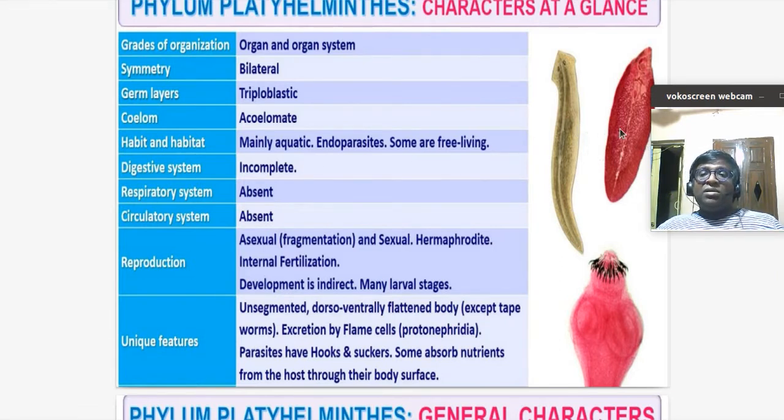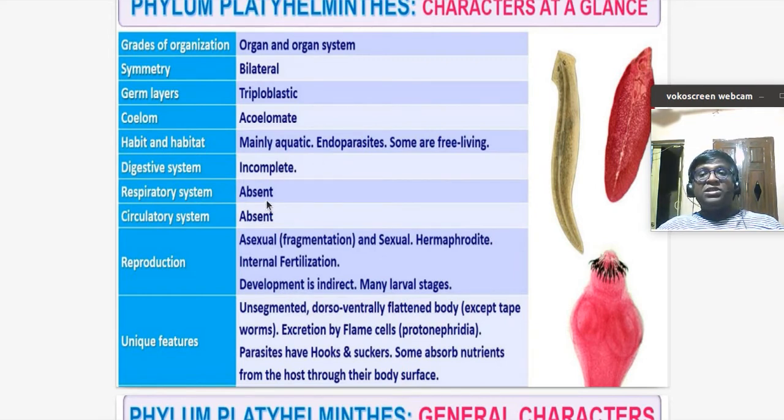Now the liver fluke and tapeworm, they are endoparasites. They are found within the host body. The planaria is free living, but parasitic forms you notice in case of the tapeworm or Taenia solium and liver fluke or Fasciola hepatica, they are parasitic in nature. The digestive system is incomplete because they have a single opening for mouth and anus.